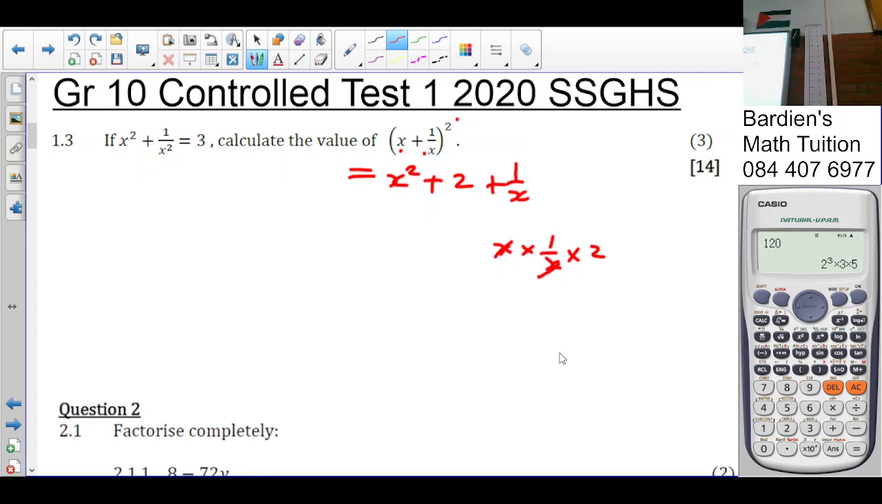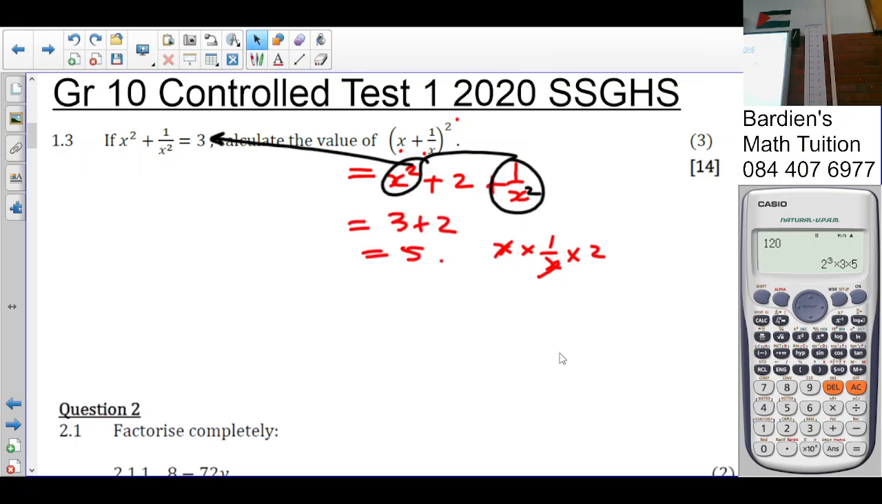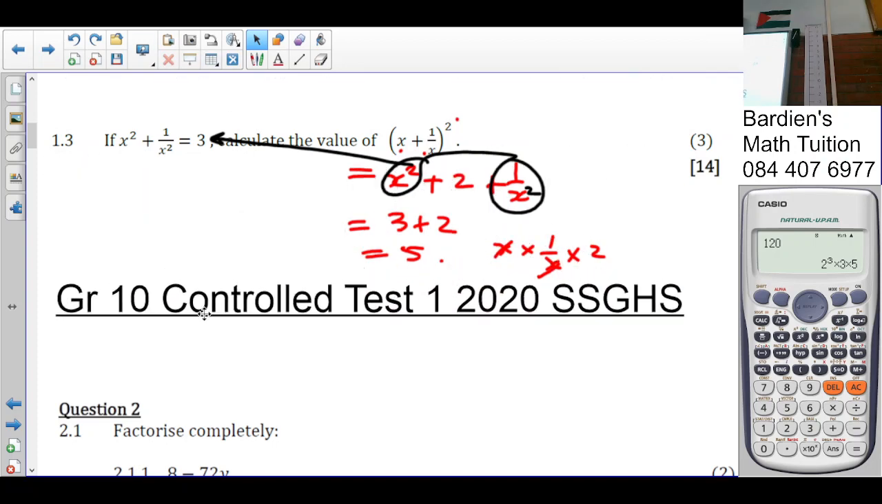But what do we know? We know that x squared plus 1 over x squared is going to be 3. So that means it's 3 plus 2, which is 5. Okay. Let's carry on.